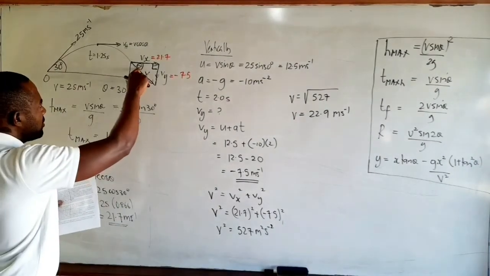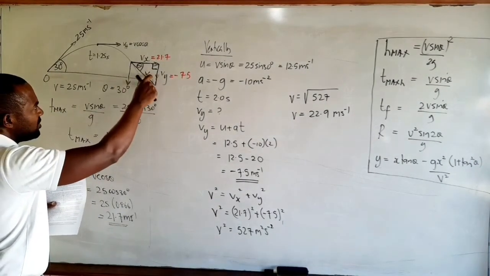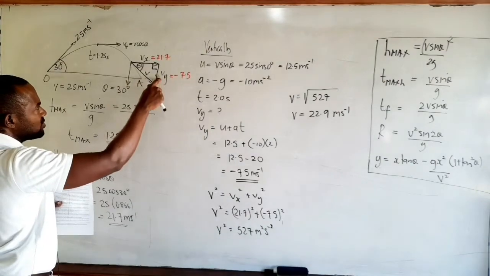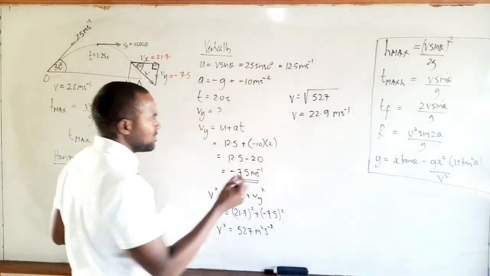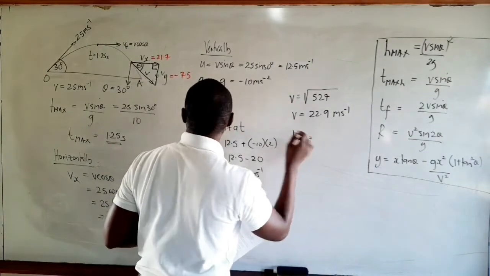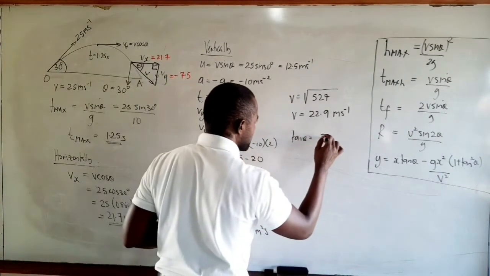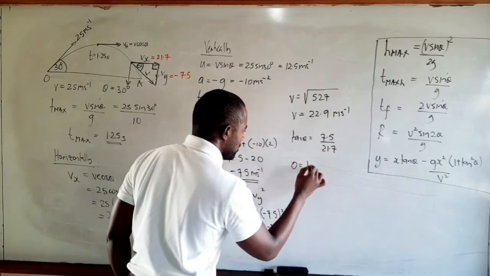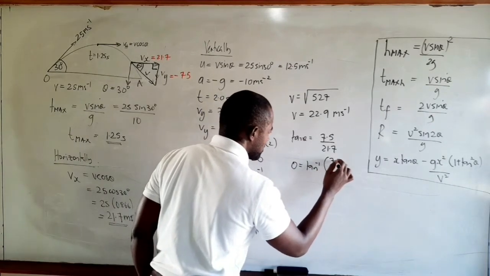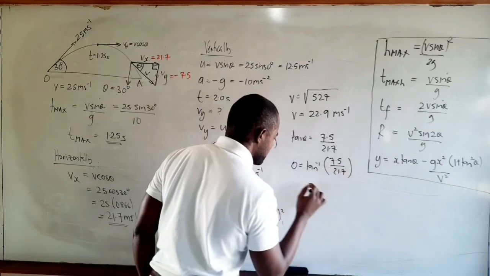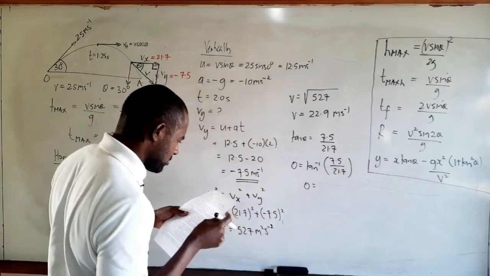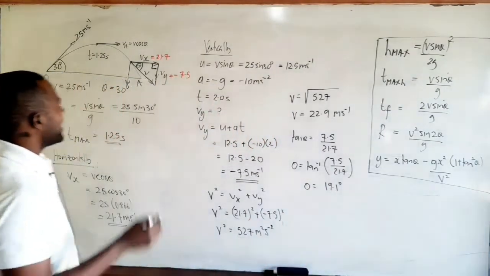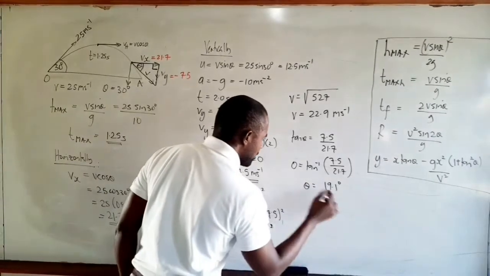So we have the angle theta, which we want to find, and the velocity v is acting theta degrees below the horizontal. So tan theta equals opposite over adjacent, and so we see that tan theta is equal to 7.5 over 21.7, and therefore theta is equal to the tan inverse of that. So tan inverse of 7.5 over 21.7 should give us approximately 19.1 degrees. So this would be 19.1 degrees below the horizontal.